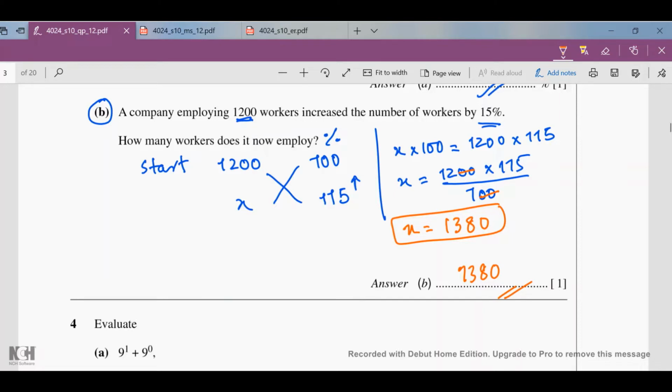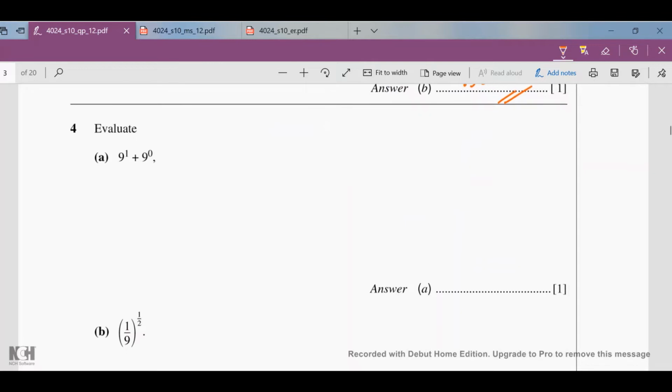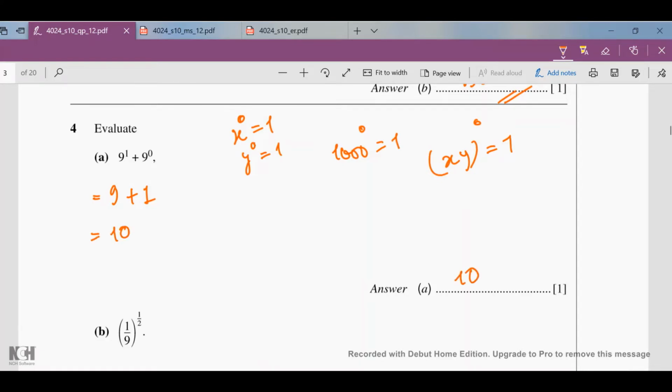Okay, then moving to the next part, indices. 9 power 1 is 9 and 9 power 0 is 1. Please remember, x power 0 is 1, y power 0 is 1, 1000 power 0 is also 1. So whatever the base is, when the power is 0 it always equals 1. So that's why the answer is coming 10.